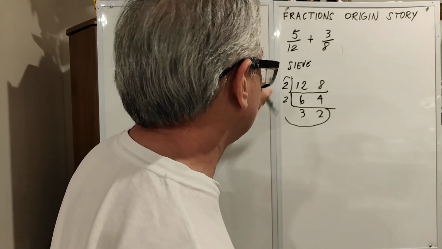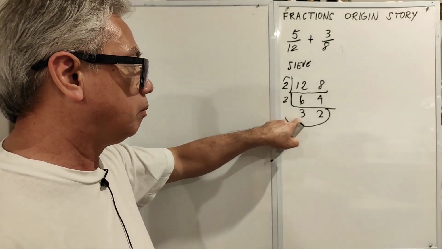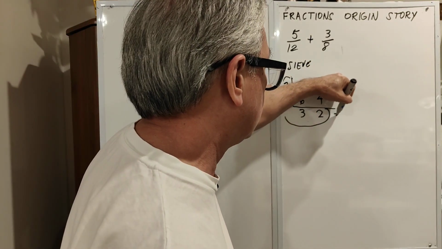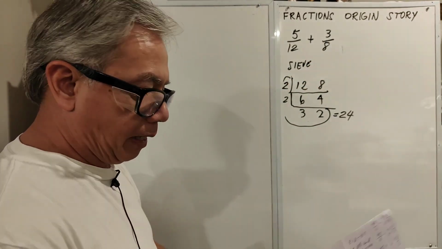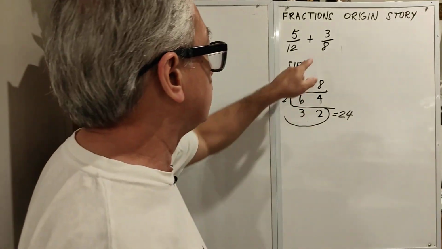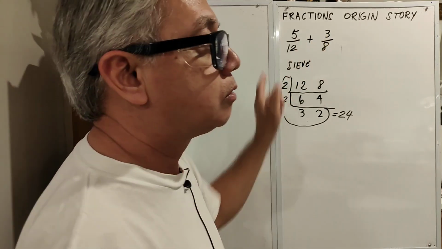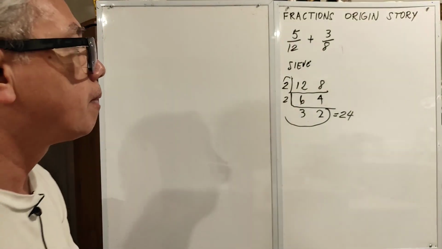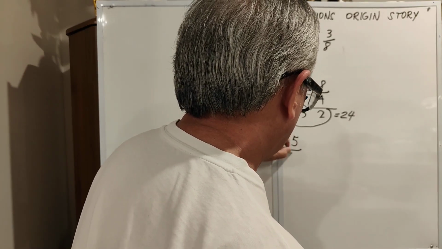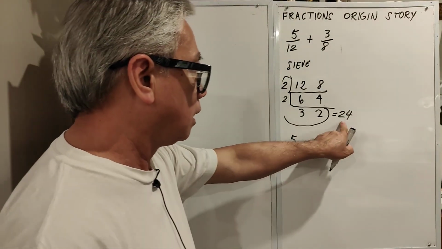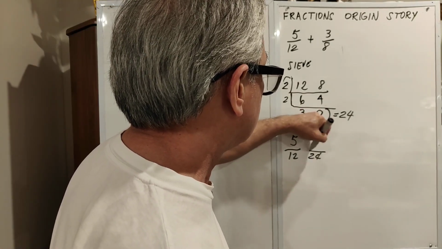So if you multiply all of these, 2 times 2 is 4, times 3 is 12, times 2 is 24. So this means that this number is the common denominator of these two fractions. So this 5/12, you want to make it have a denominator of 24.